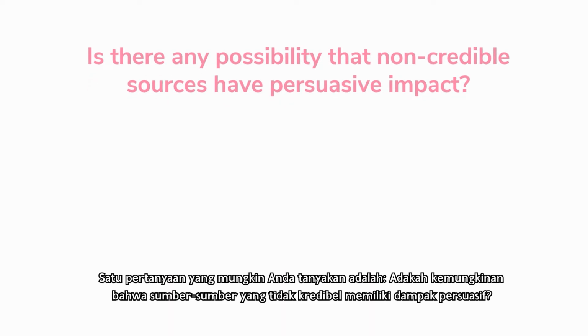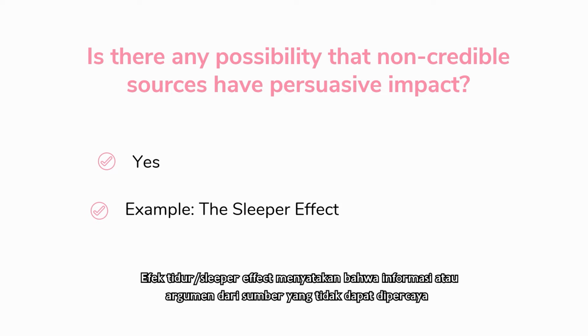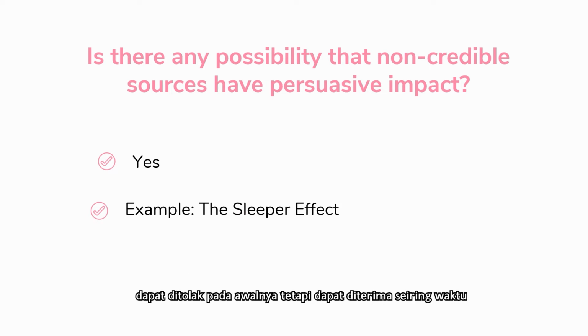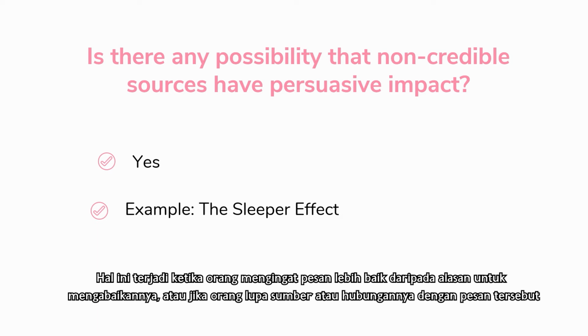One question that you may ask is, is there any possibility that non-credible sources have persuasive impact? The answer is yes, they can. The sleeper effect states that information or arguments from non-credible sources may be rejected initially, but can be accepted over time. This occurs when people remember the message better than the reasoning for discounting it, or if people forget the source or its connection with the message.